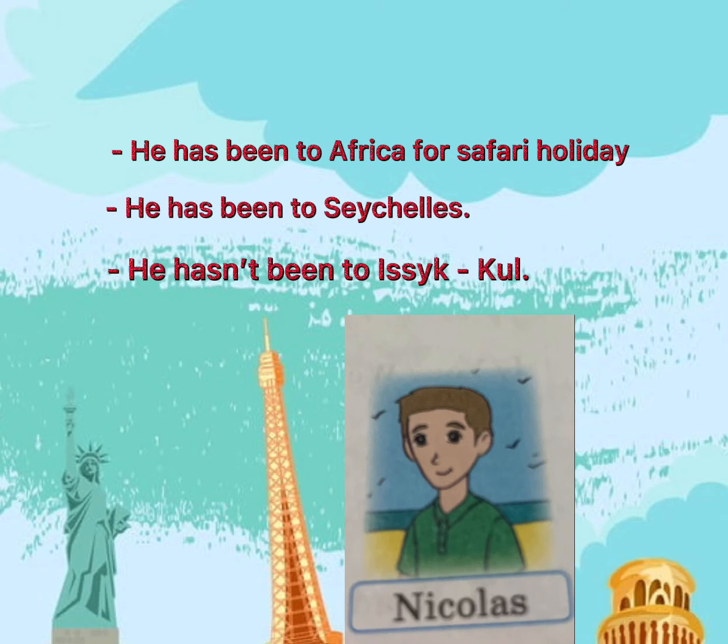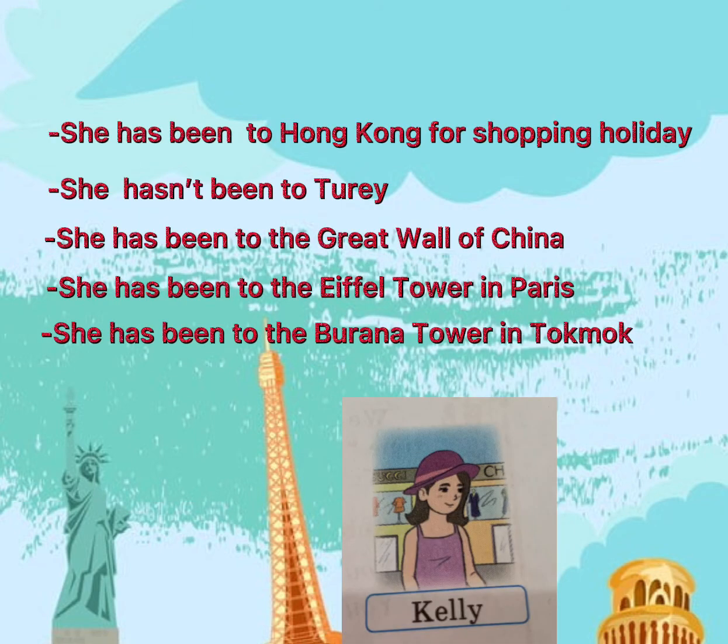Nicholas has been to Africa for a safari holiday. He has been to Seychelles. He hasn't been to Sukul. Kelly has been to Hong Kong for a shopping holiday. She hasn't been to Turkey. She has been to the Great Wall of China. She has been to the Eiffel Tower in Paris. She has been to the Buranat Tower in Tokmak.